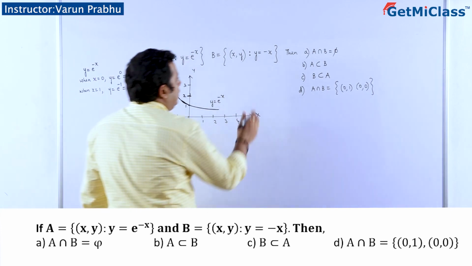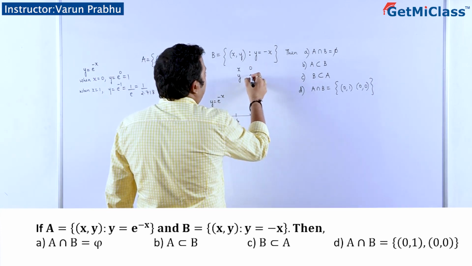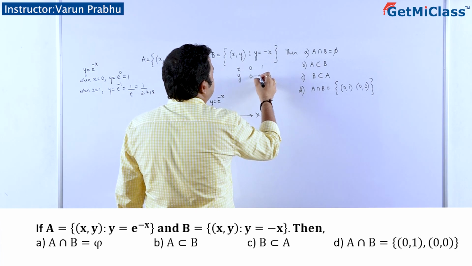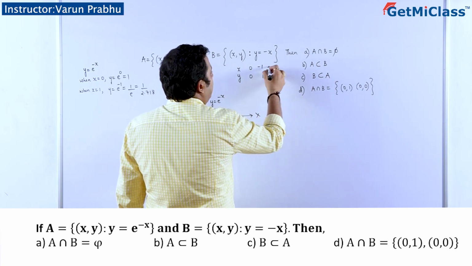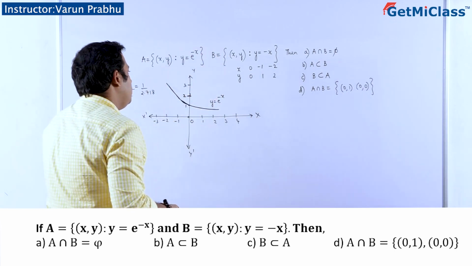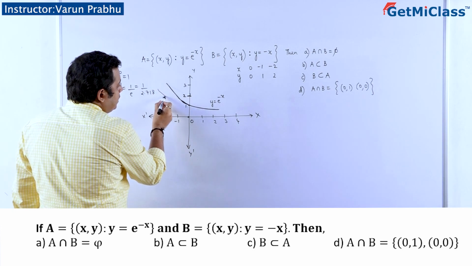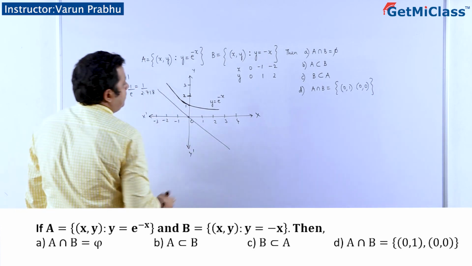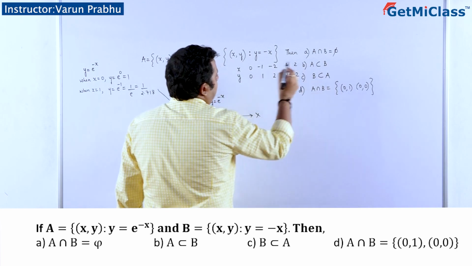What is the meaning of y is equal to minus x? X and y you take. When x is 0, y is 0. When x is minus 1, y is plus 1. When x is minus 2, y is plus 2, correct? And so on. So if you basically see, the graph passes like this, correct? The graph passes like this and so on. When x is 1, y is minus 1. When x is 2, y is minus 2.